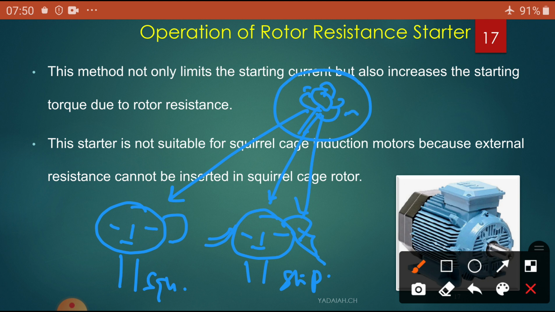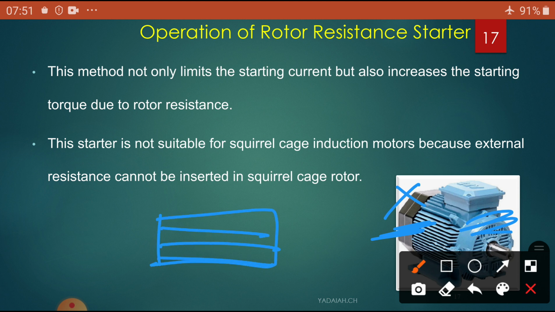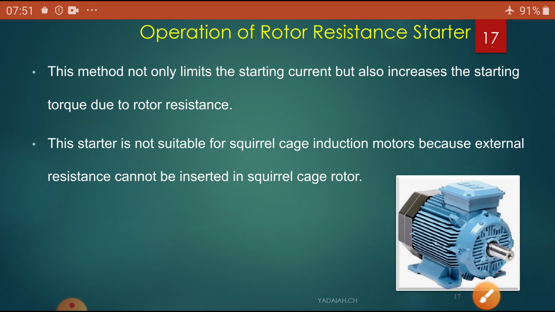So the rotor rheostat starter can be used only for the slip ring induction motor, not for the squirrel cage induction motor. There are no slip rings here and no winding in the rotor circuit. Simply, the copper rotor bars are inserted and welded at both sides. There is no winding here. So that is the second point. These are the basic operations of the slip ring induction motor, starting with the rotor rheostat.